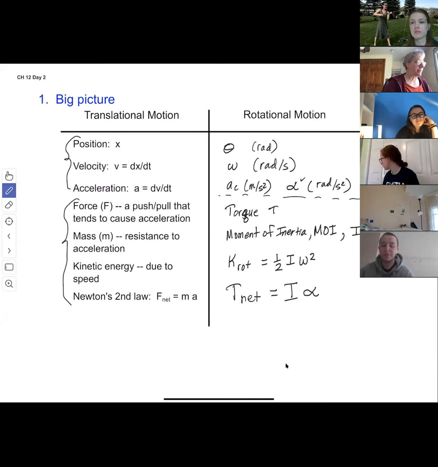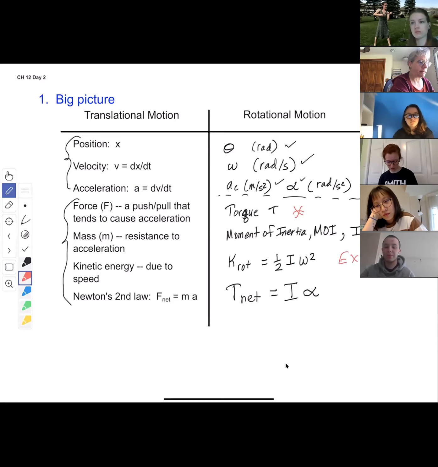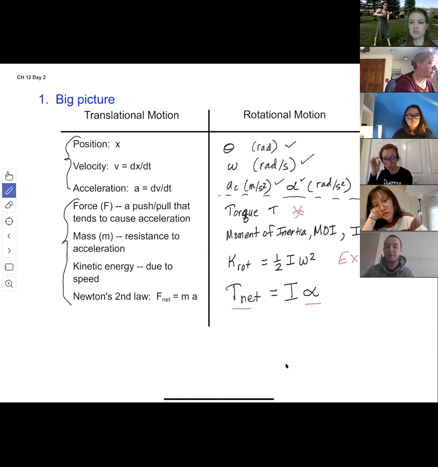So we'll do an example of that because we didn't really get to an example, and I've got a nice example for us. And then the last big idea is that Newton's second law has an equivalent in a rotating system, and that is that the net torque is related to angular acceleration through moment of inertia. And I think it can be kind of straightforward.